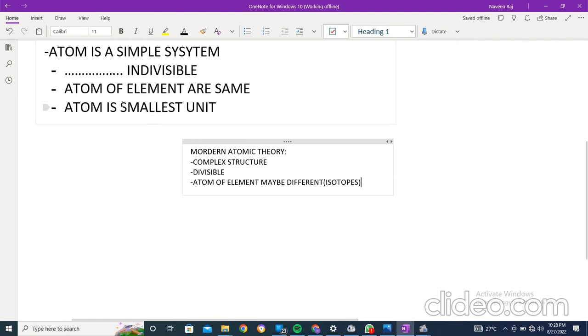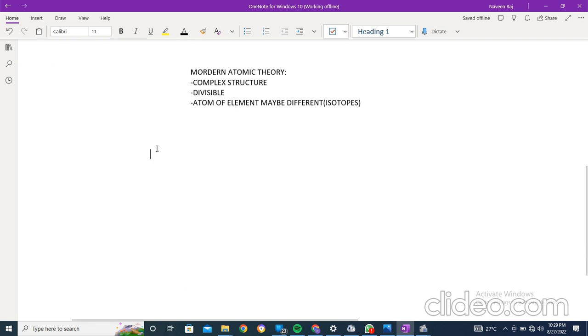And here we are saying that atoms of the element are the same. And here we are saying atoms of the element may be different. That is because of the discovery of the isotopes, right? So that is how day by day changes have occurred, and we have got to the discoveries of new sorts of subparticles and particles. And that is all about the atom.